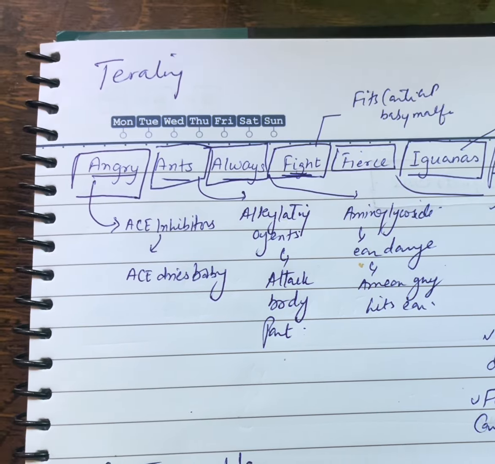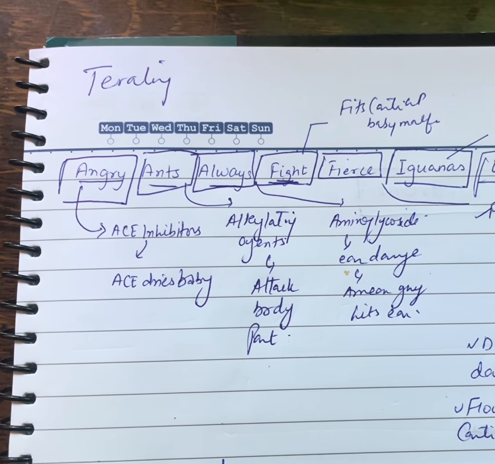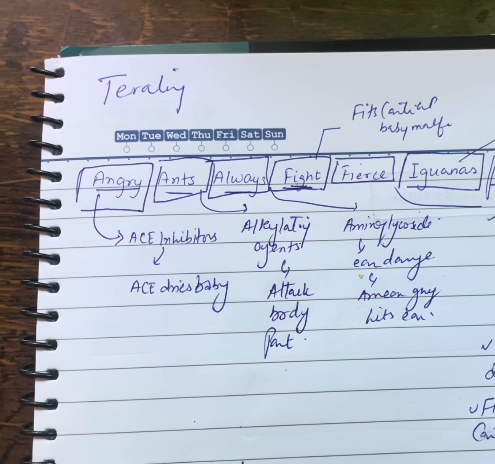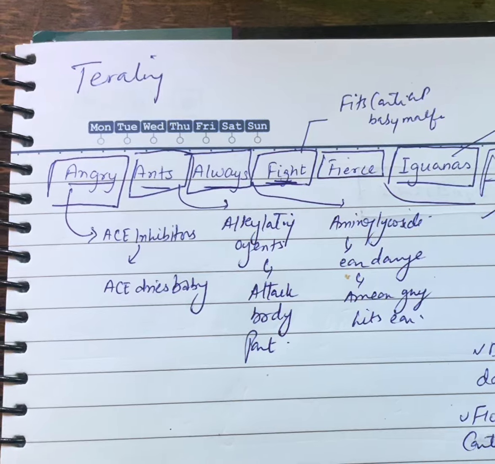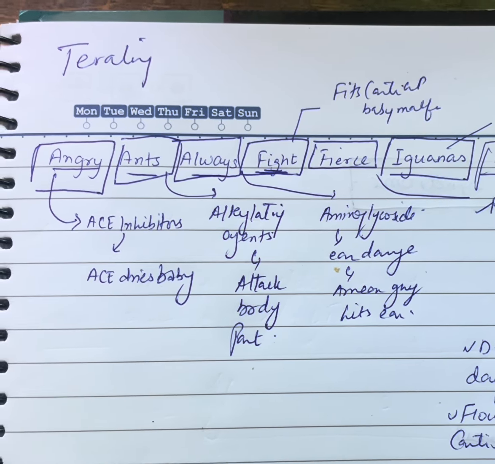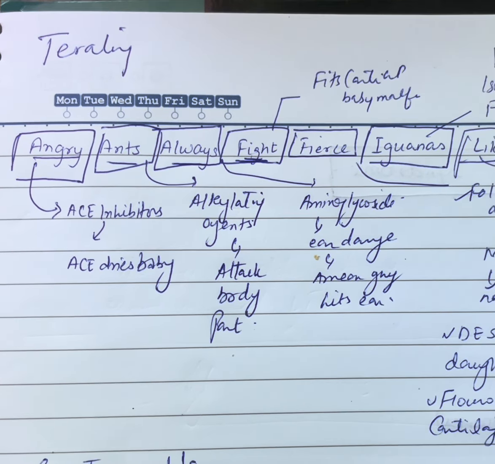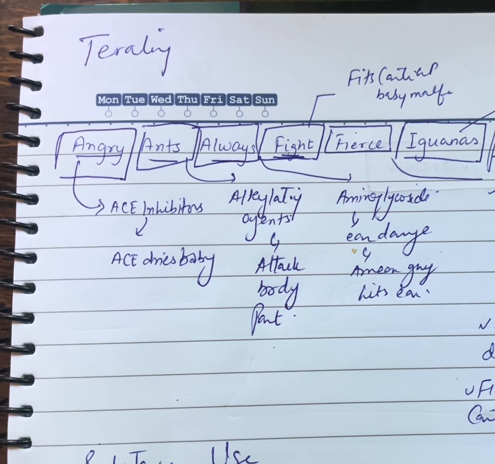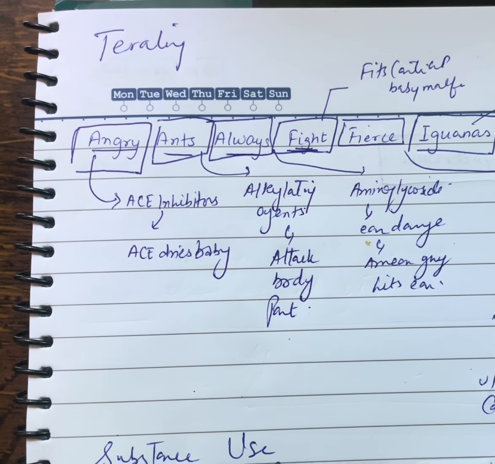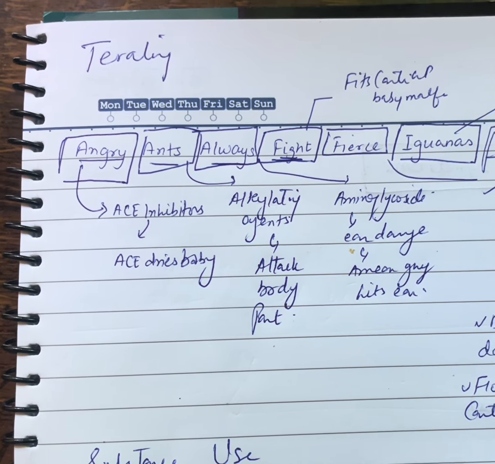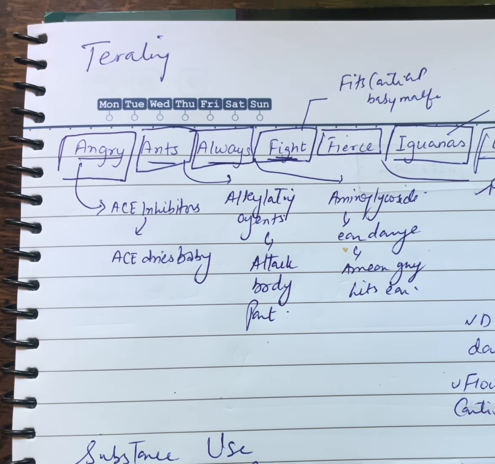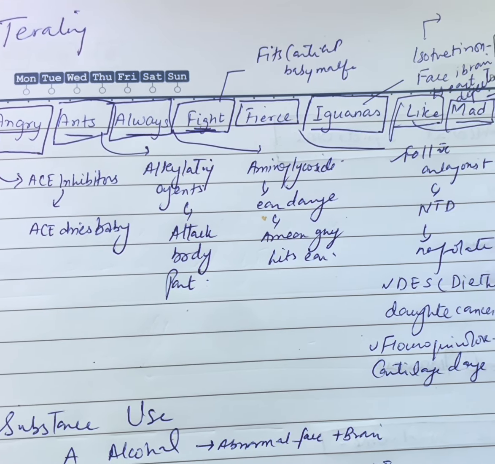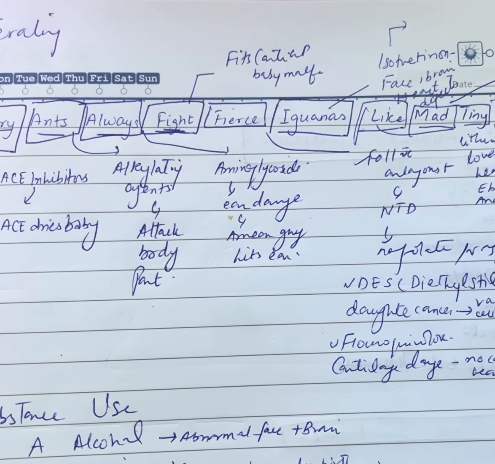The next A is for the alkylating agents, which attack the body, and affect organogenesis. The other A is for always, that is aminoglycosides, which cause damage to the ears. And then F is for fight, that is anti-epileptics, which can cause baby malformations. Fierce is for folate antagonists, which can cause neural tube defects.